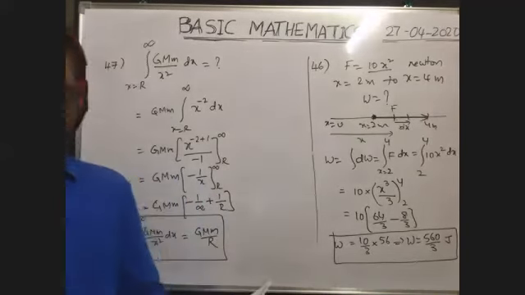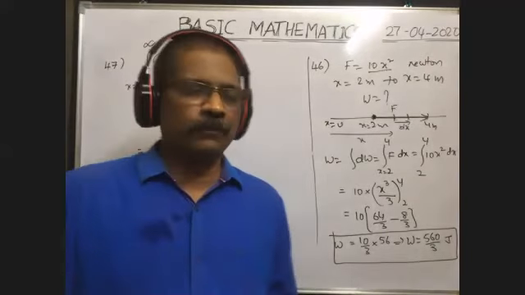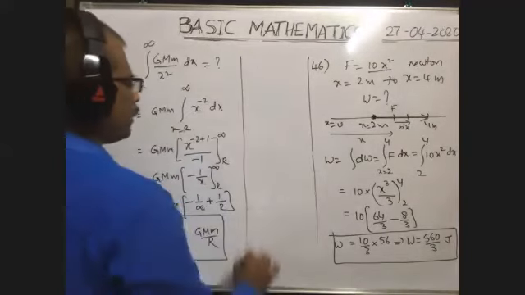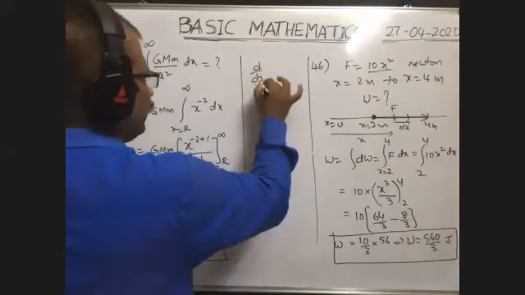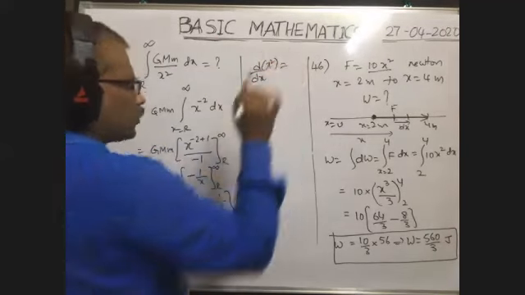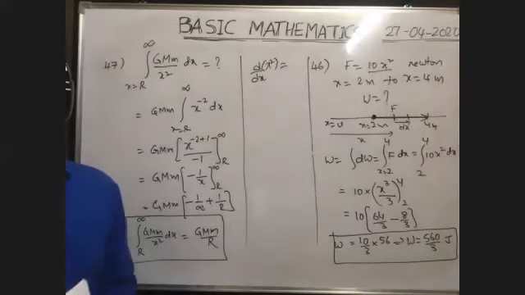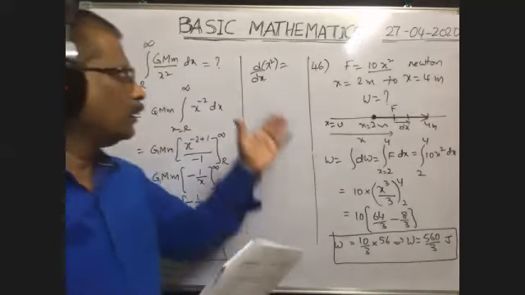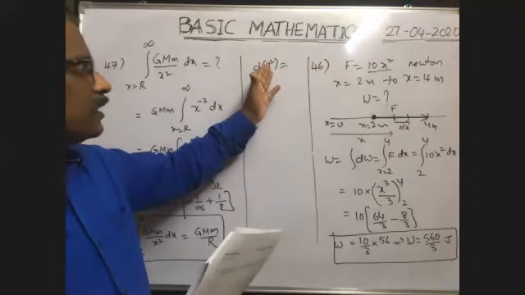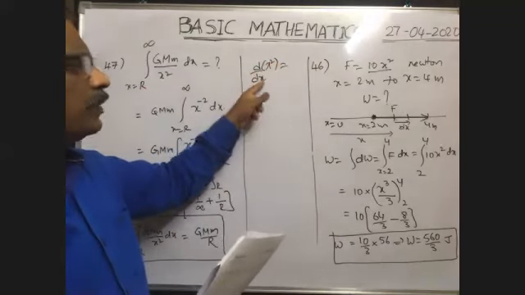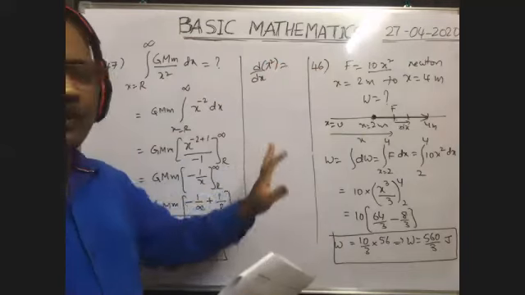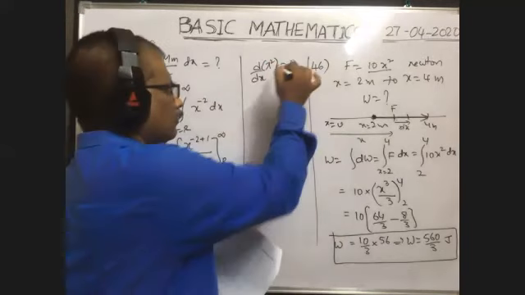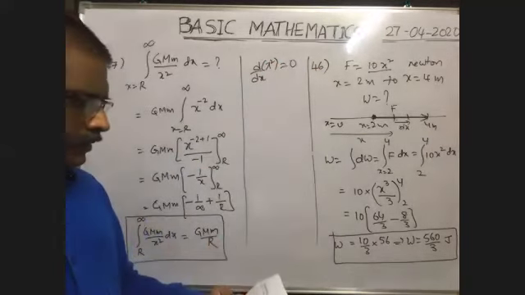What is d by dx of pi square? d by dx of pi square is equal to how much? Pi is constant, no? Pi is constant. That's why the differentiation of pi square with respect to any variable, whether it is x, y, z, whatever it may be, is equal to 0 only. Okay. Next.